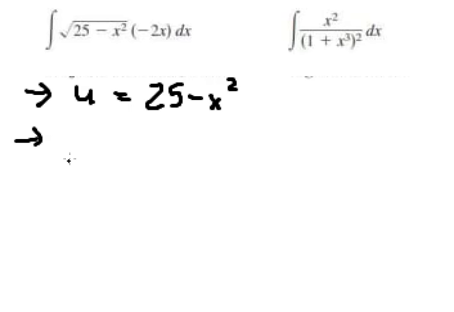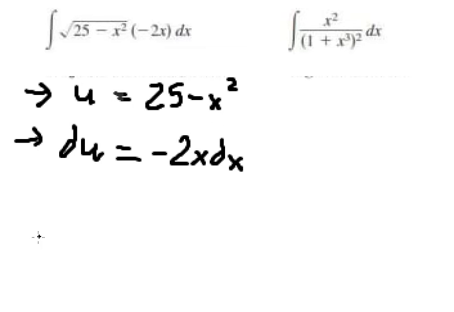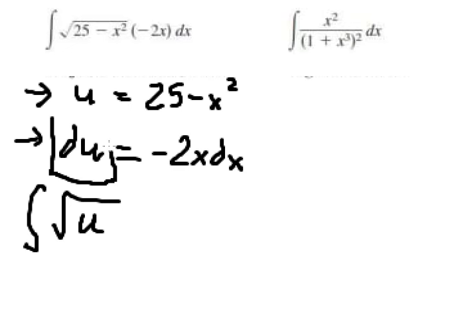We use the same integration by substitution. So I will put u equal to 25 minus x squared. So we do the first derivative for both sides. The first derivative of x squared, we have 2x. Now this one, 25 minus x squared, we change by u. So we have the square root of u. Negative 2x dx we change by du.